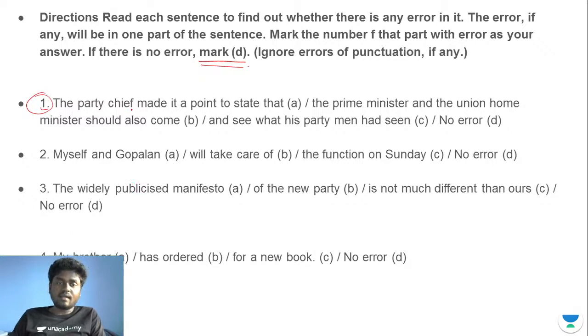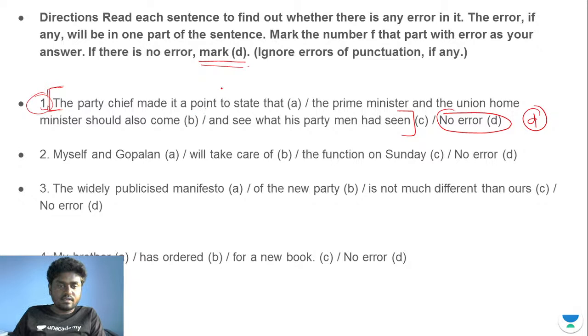So if you see this, the party chief made it a point to state that the prime minister and the union minister, home minister should also come and see what his party men had seen. If you go through this complete statement, the statement is absolutely perfect. So I would say there is no error in the given statement here. It is nowhere a point of error which you can see in the sentence. So I would say option D, no error, is actually the right one for the very first one.